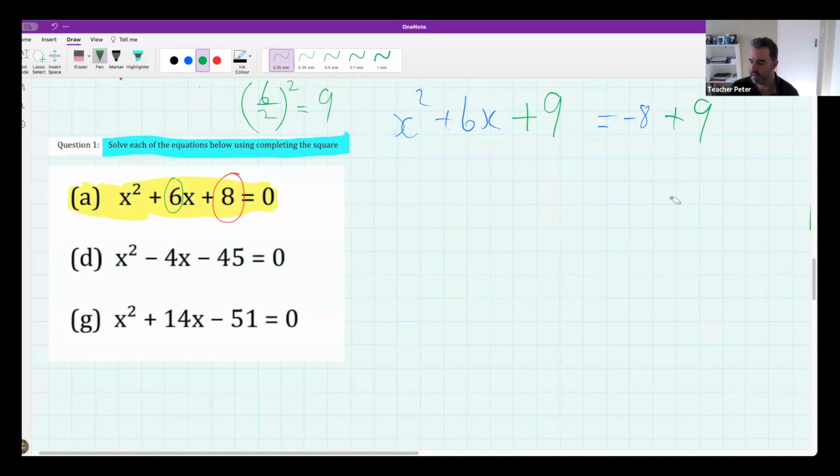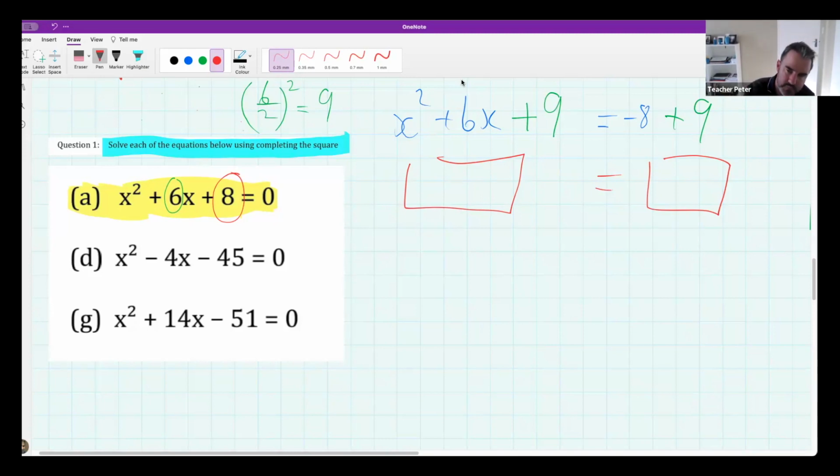Now see if you can write down the next step, which is filling in what is here and filling in what is here. And then if you're feeling very on top of the world, see if you can get the final answer for x.